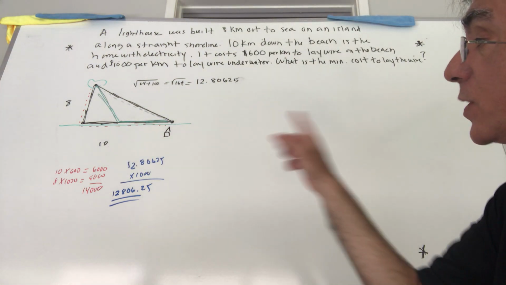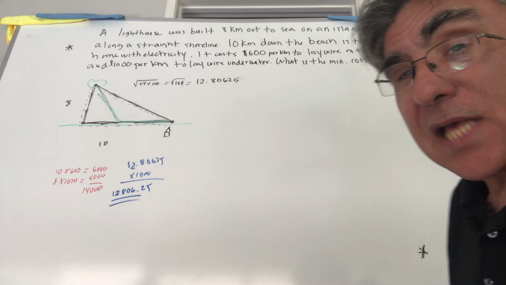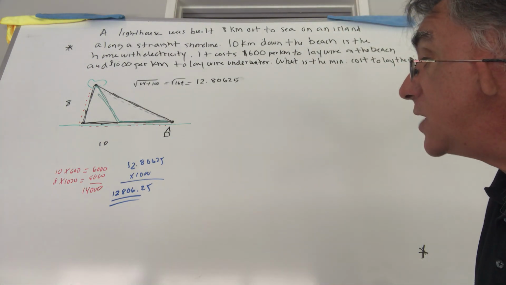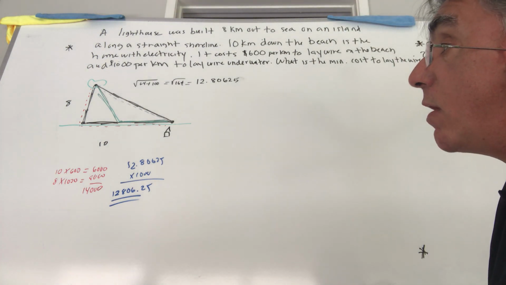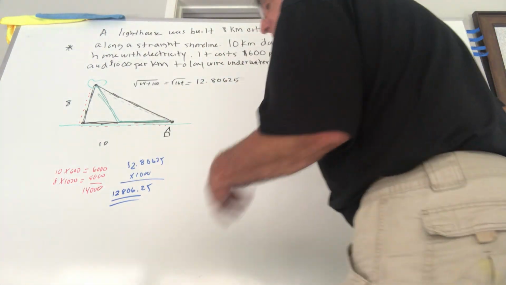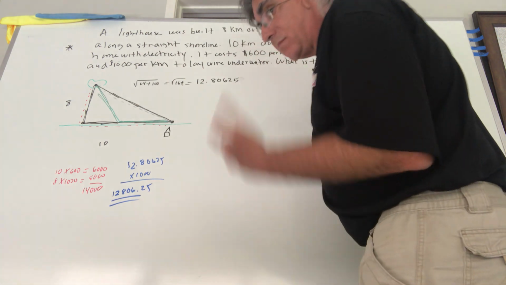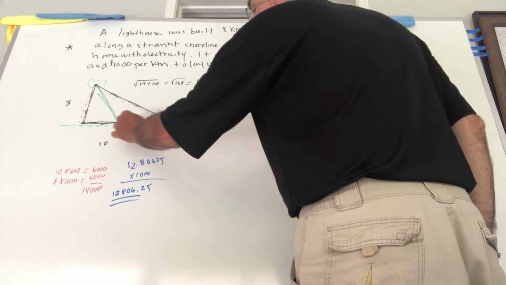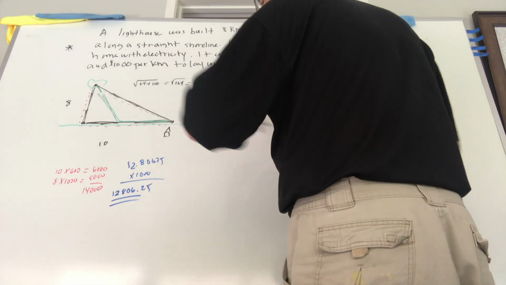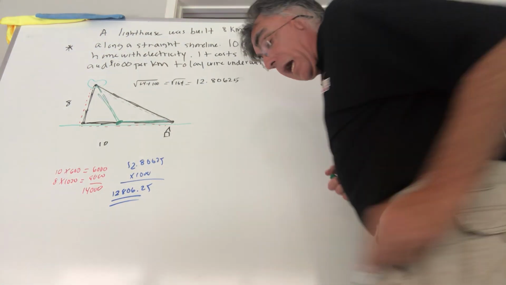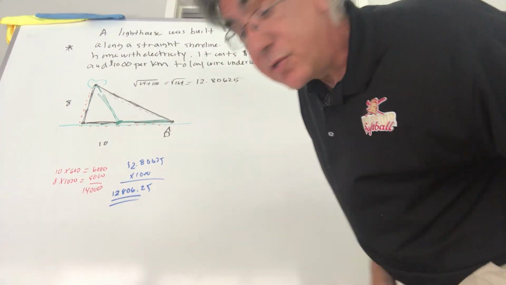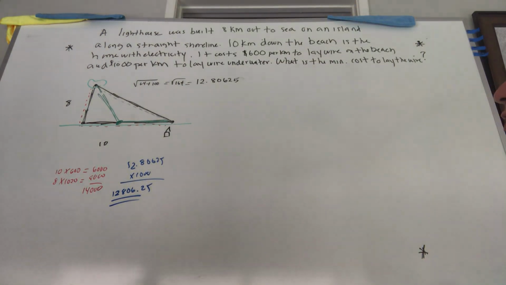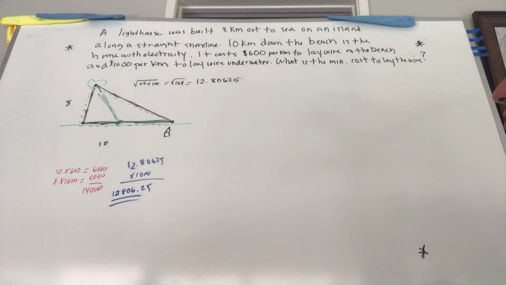But what about all the points in between? Well, that's when we need the calculus, okay? It turns out there's going to be a point partway down. In other words, what we're probably going to want to do, as a matter of fact, I know we're going to want to do because I've actually done the question before, is go partway down and then come out. But where is the optimal point? How far down the beach do I go before I head out to the island to minimize this cost?